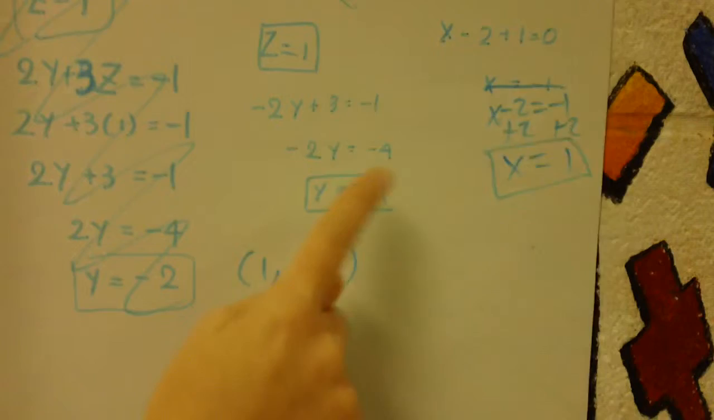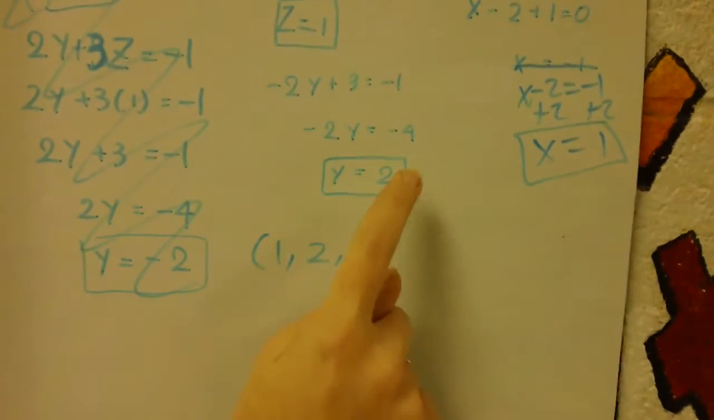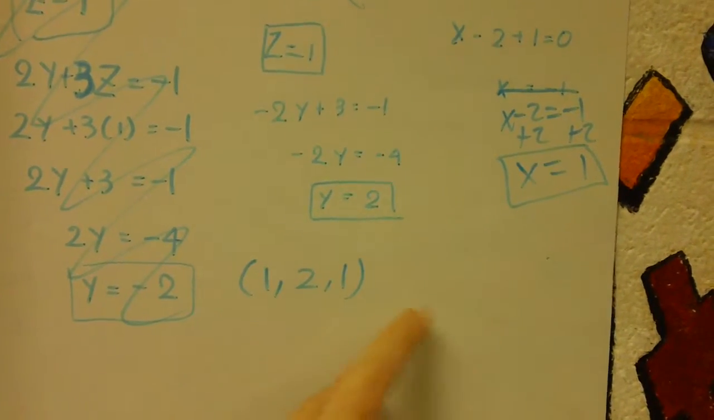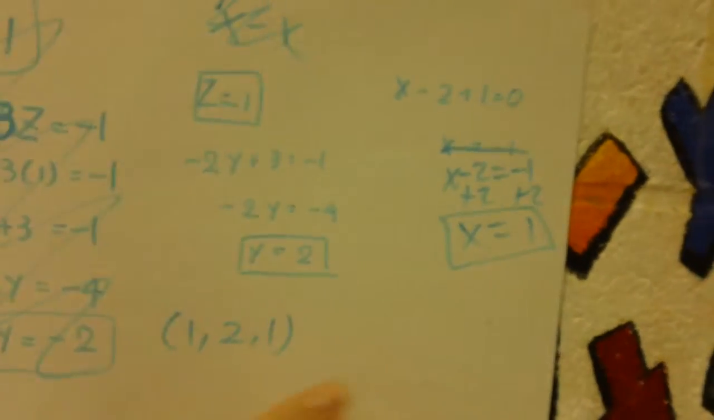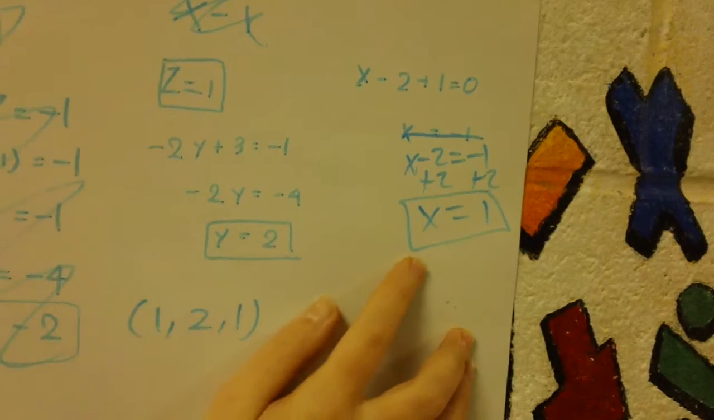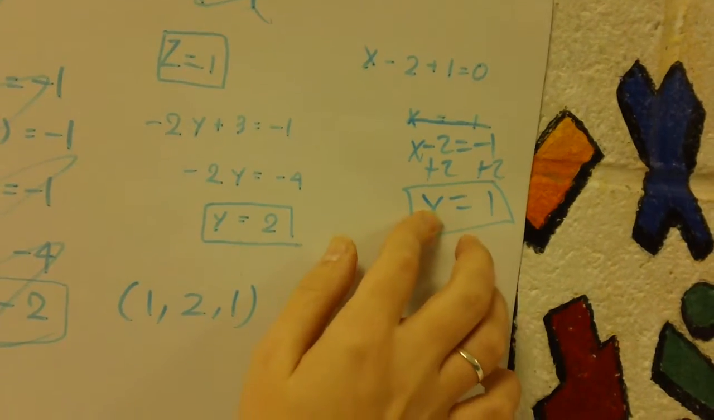To solve for x, you would take this value, plug it into your equations. So you would get 4 minus 5z equals negative 1. And then you would do 4 minus 5z, and then you would do negative 2 plus 1 equals 0.